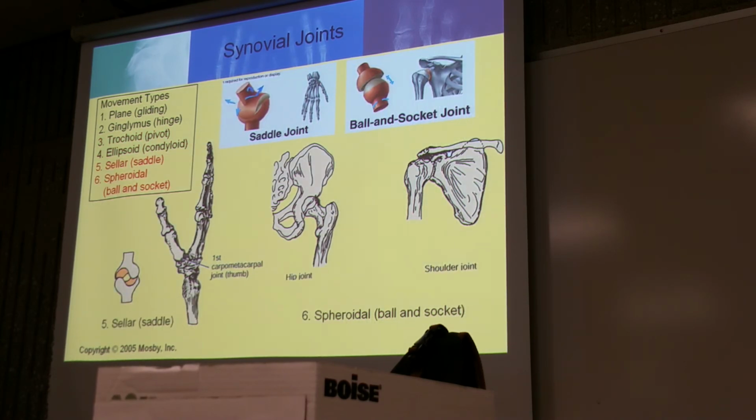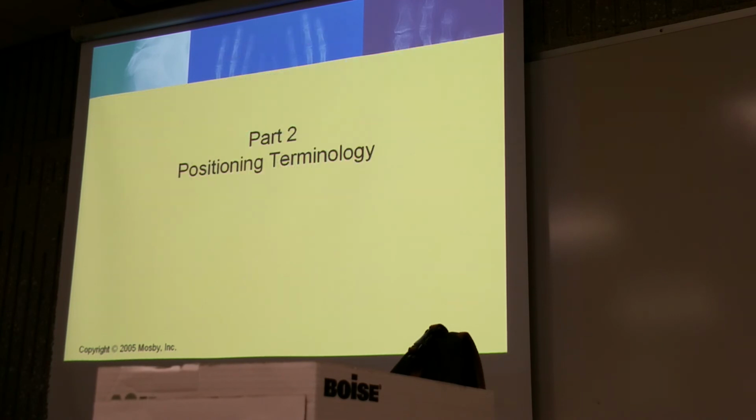Okay. Same type of effect here with the saddle. One is convex, the other one is concave. There's only certain areas where you have a saddle joint. It looks just like a saddle on a horse. Usually find that on your thumb joint. And then you have your ball and socket joint, which includes the hip joint and the shoulder joint. Okay? Again, we'll get into the specifics later on.